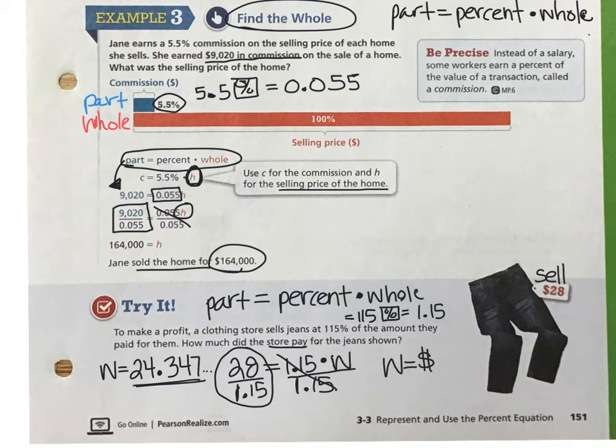And the question is, is this going to be equal to $24.34 or is it $24.35? So we look next door to the 7, and the 7 tells the 34 cents to go up another penny. So the amount that the store paid for those jeans was $24.35. Remember, the store is going to pay less for the products that they sell in order to make a profit.